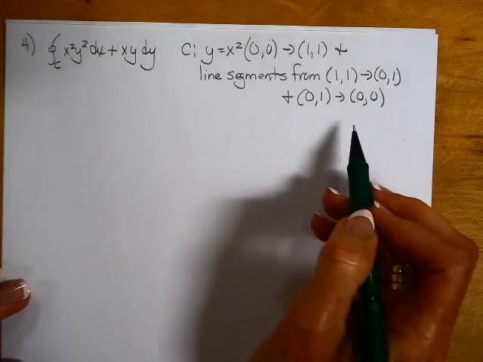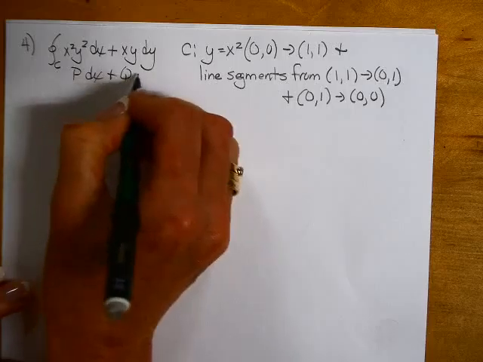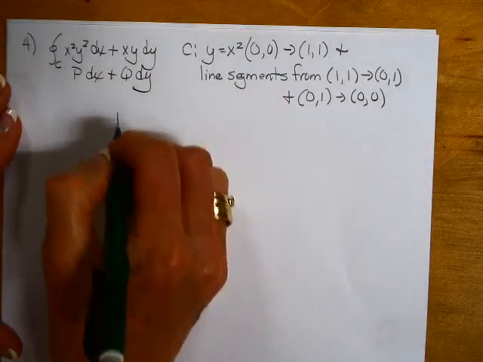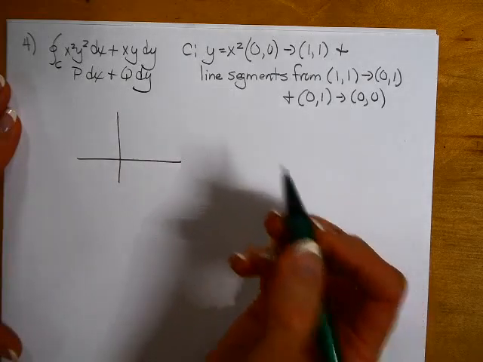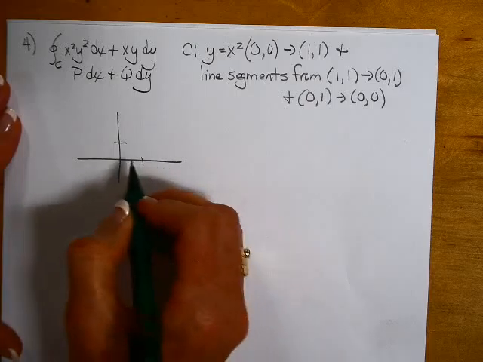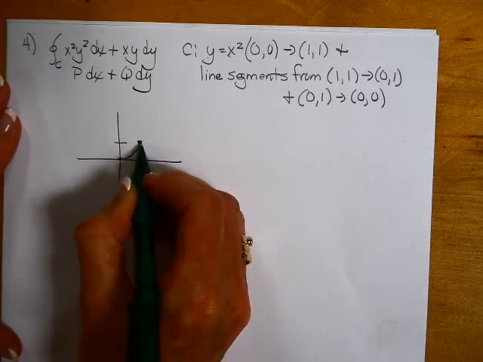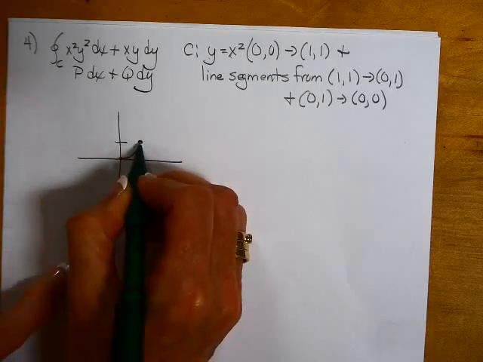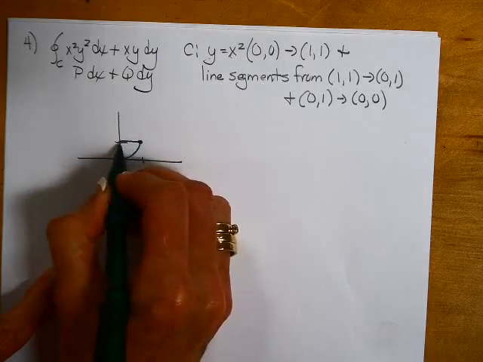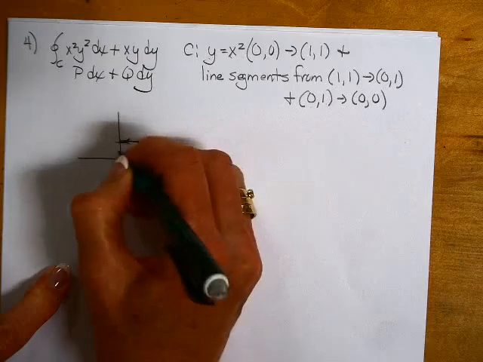So this is the curve. This is the P dx and the Q dy. So when you look at the graph of your curve, y is equal to x squared from the point 0, 0 to 1, 1. That's that much of the parabola. Then you're going from this point to the point 0, 1. So then I'm headed this direction. And then I'm going from 0, 1 back down to 0, 0.